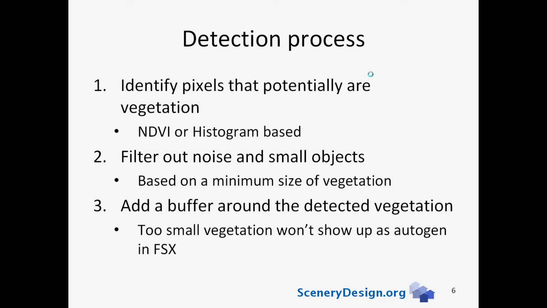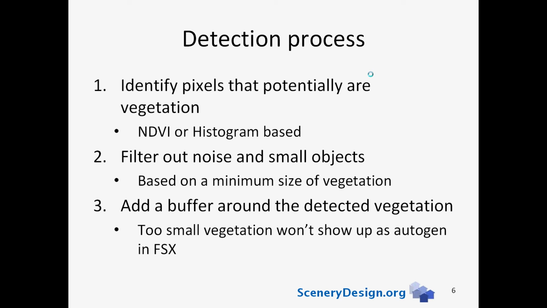Then the second step is to filter out noise or other small objects. That's done based on a user specified parameter that says what the minimum size of a tree should be. You can imagine that a decent tree is easily 2 or 3 meters in size, and based on the resolution of your imagery you know that a tree should be at least so many pixels in size. If it's smaller than that, then it's probably not a tree being detected, but some other faulty detection or some noise, so we want to filter those out.